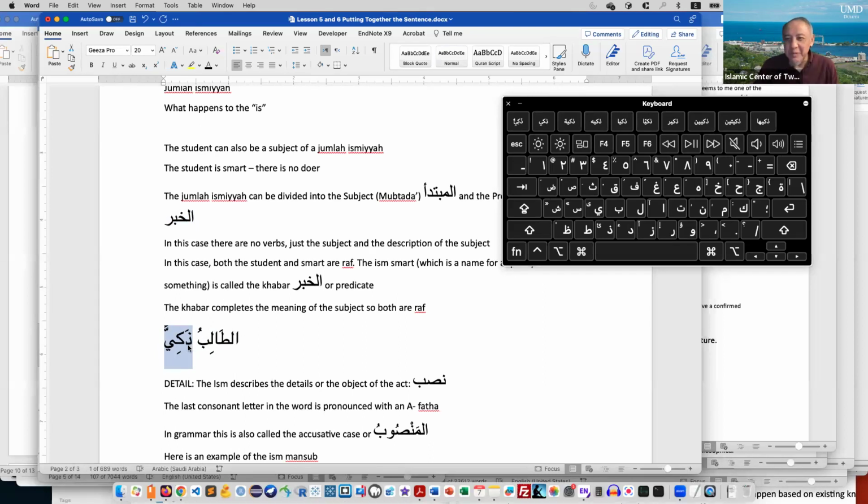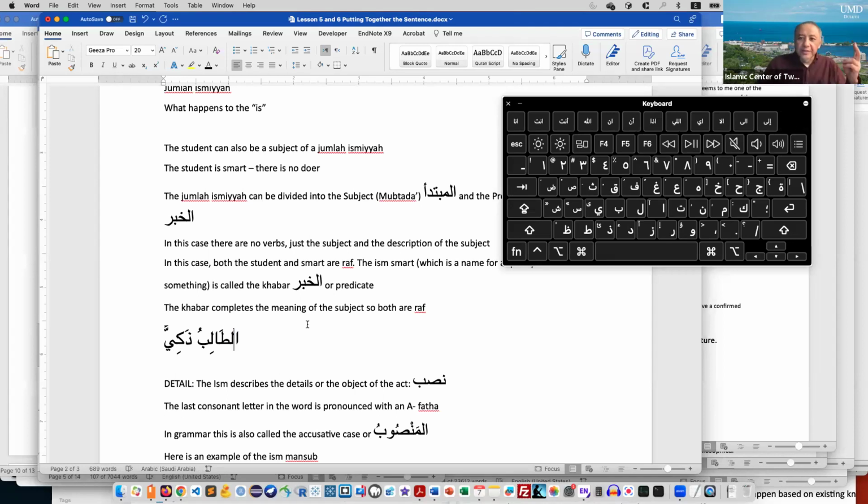The student is smart, or some smartness. Okay? Al-talibu. Or you can say talibu zakiyun as well. Yeah, there's another edition, but don't worry. Let's leave the alif lam there for now. Al-talibu dhakiyun, for example. So the student is smart, dhakiyun.